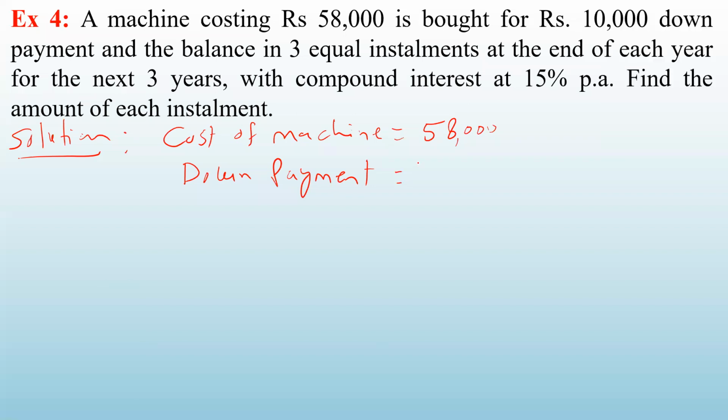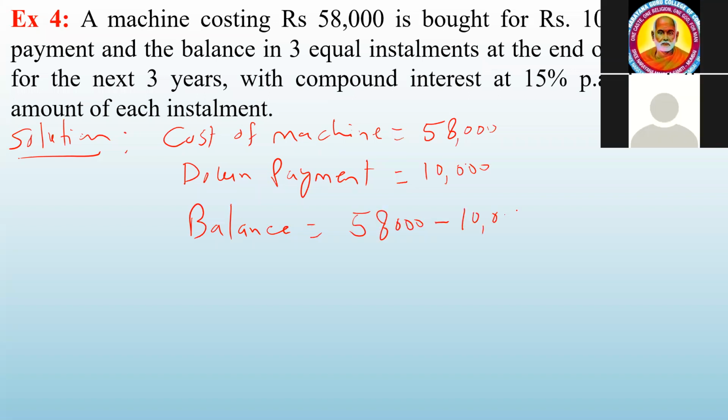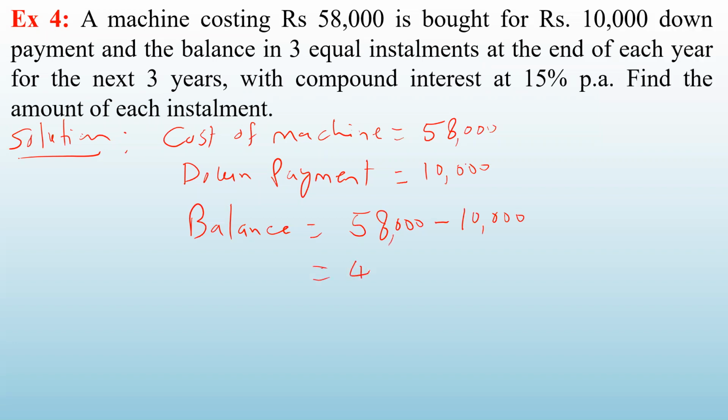So down payment is 10,000. What is the balance amount? How much is the balance? Cost of machine was 58,000 and down payment is 10,000. So how much amount? 48,000 is the balance amount.